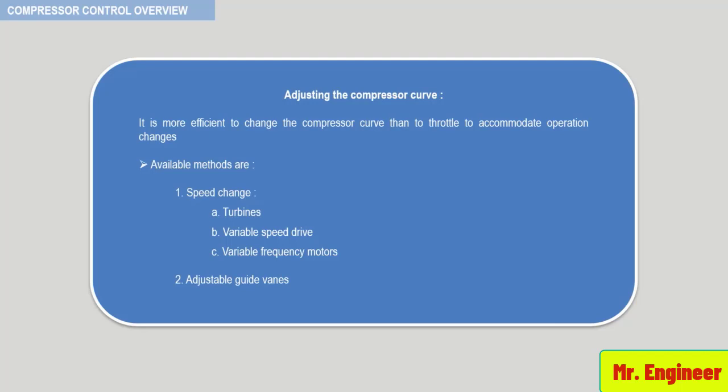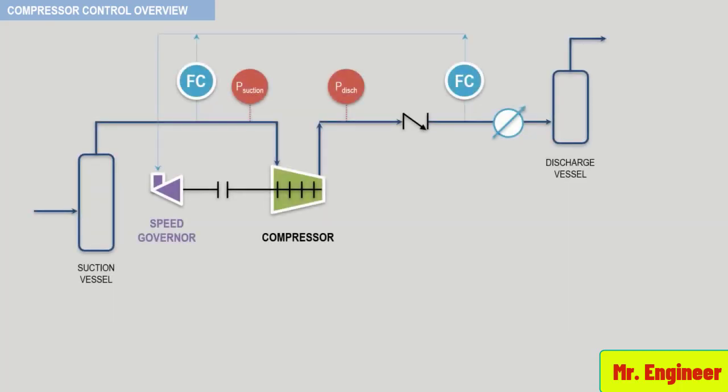Now, since accurate control of the operating point can be attained without the use of throttle valves, this is the most efficient method of process control. The following figure shows the same process system as seen in the previous video, but this time with compressor speed control. In this control scheme, there are no pressure control valves. Here again, the process can be flow controlled or pressure controlled in the suction or discharge of the process system.